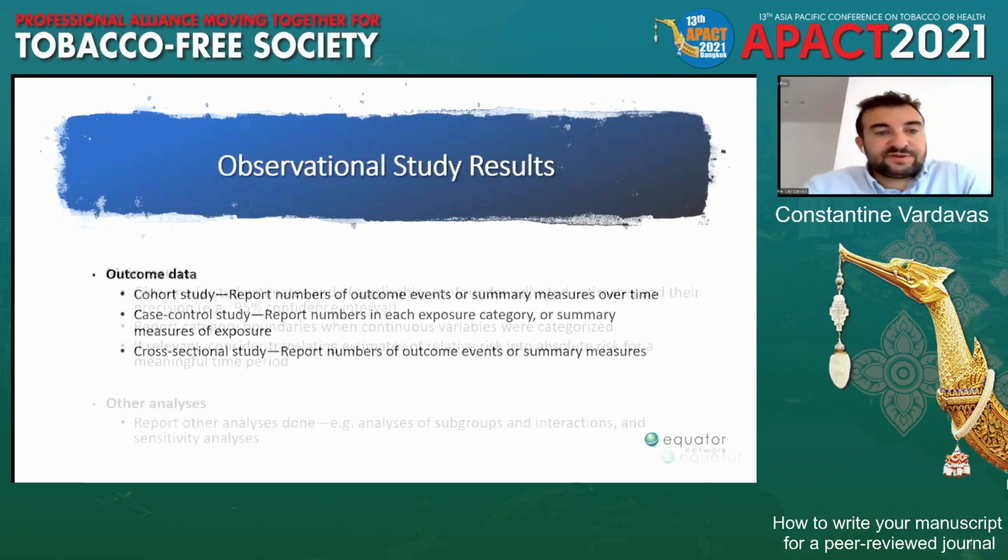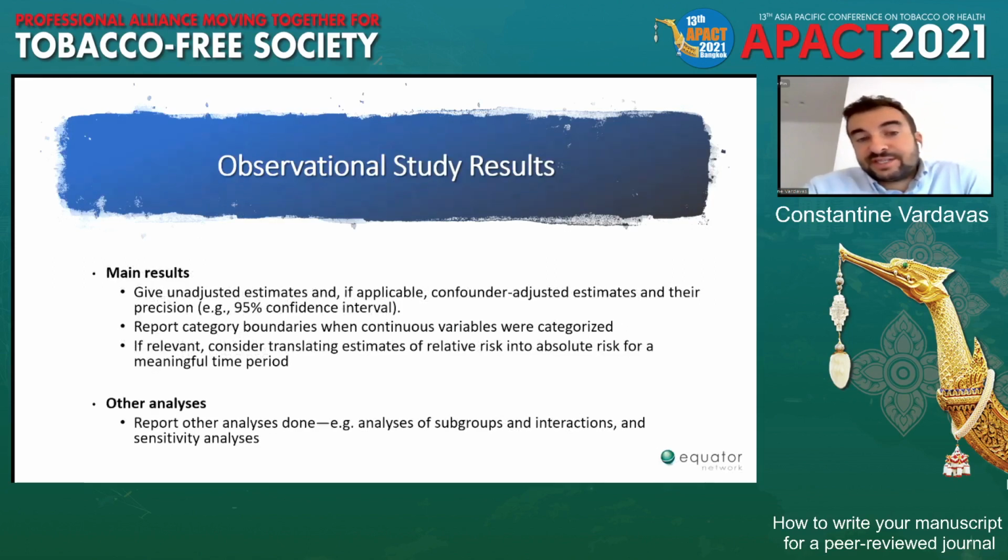The main result is very important. You give your unadjusted estimate. If you're doing a more complex regression analysis, you first give your unadjusted estimates, and then your confounder-adjusted estimates and the precision, the confidence intervals, afterwards. So you'd have your crude odds ratio, and then your adjusted odds ratio with its 95% confidence intervals later on in the results. So remember: descriptive, crude regression analysis, and then more confounder-adjusted regression analysis afterwards.